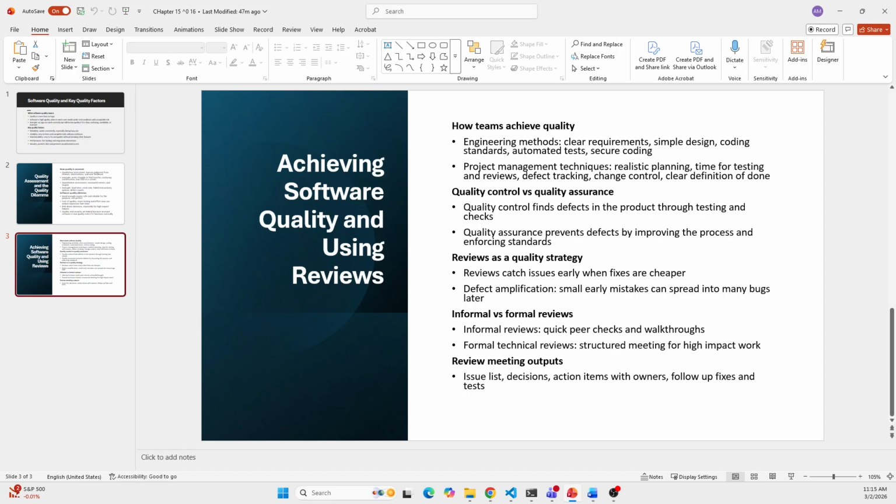Engineering methods are technical practices that prevent bugs or catch them early. In a tutoring scheduler, engineering methods include clear requirements and simple design, so developers do not guess. Coding standards, so code is consistent and readable. Automated testing, like unit tests for booking rules. Integration tests to confirm booking, email, and database work together. Secure coding practices like role-based access to prevent viewing other students' sessions. These methods reduce defects by preventing them or catching them early.